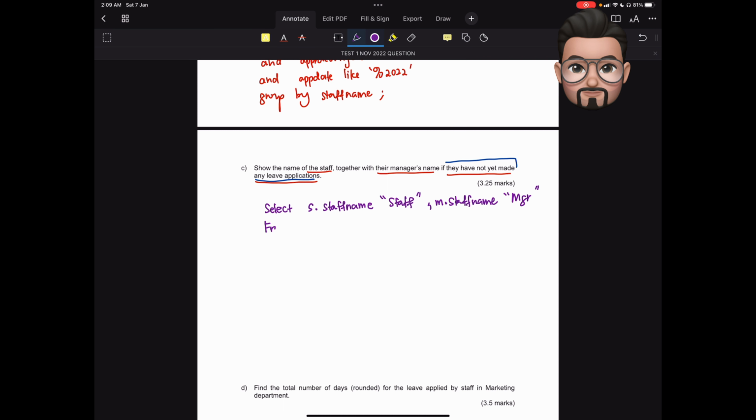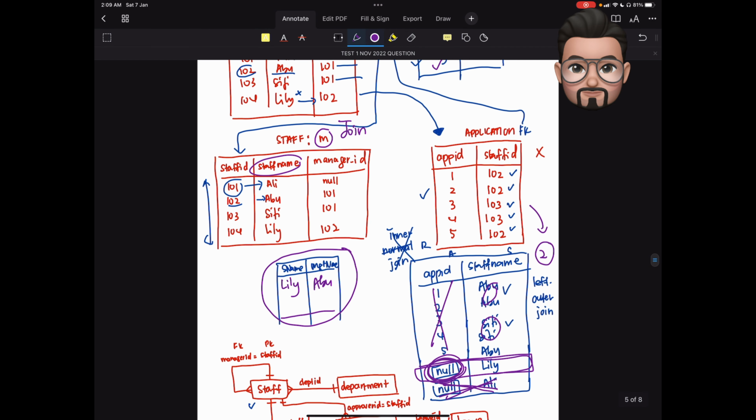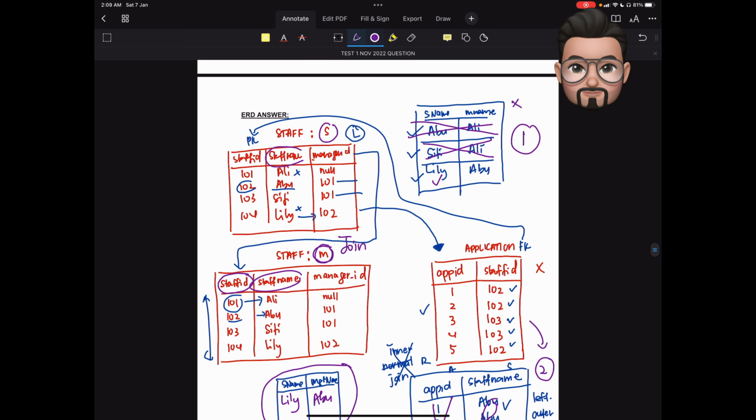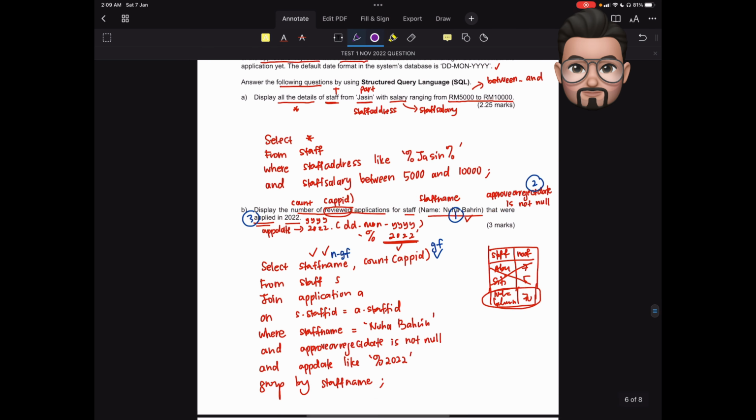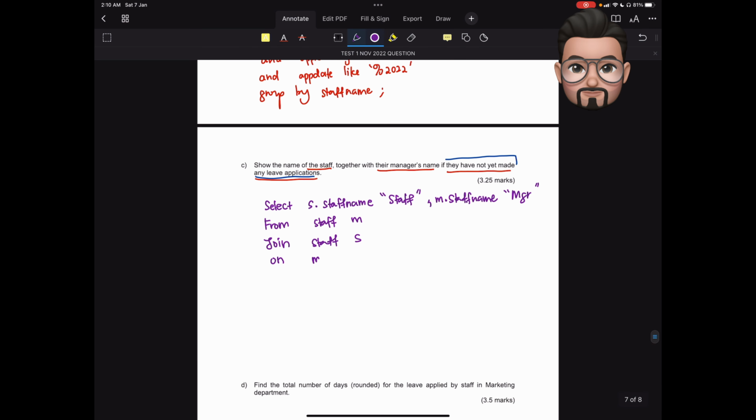From which table? The first one we take from table staff as manager, M, join with staff S. On what? At the manager, we look at their staff ID, and at the staff, we look at their manager ID. This is the one that we did just now. So from M dot staff ID equals S dot manager ID.